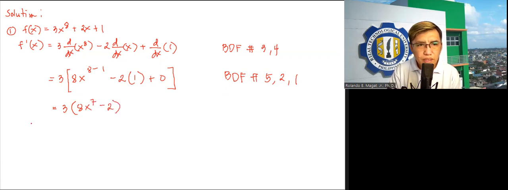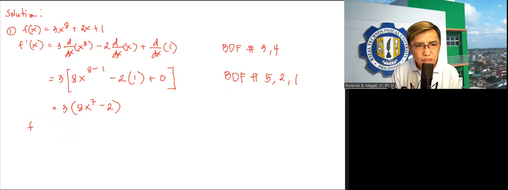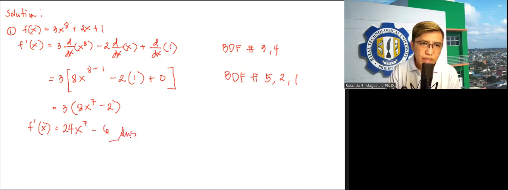And to further simplify, f prime of x is equal to 24x to the 7th power minus 6. And this is the final answer. Sorry, wait lang, there's a minus sign here, my eyes are blurry.